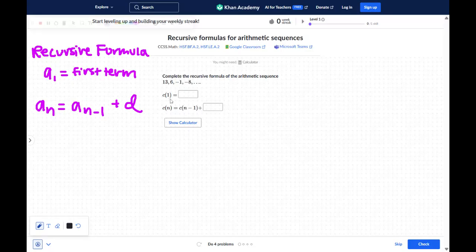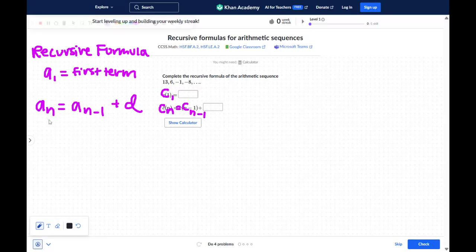Again, Khan Academy is a little strange. I don't know why it can't do a subscript. I don't get it. But this is supposed to say C sub 1. And this is now C sub n equals C sub n minus 1. So those parentheses just mean subscripts.